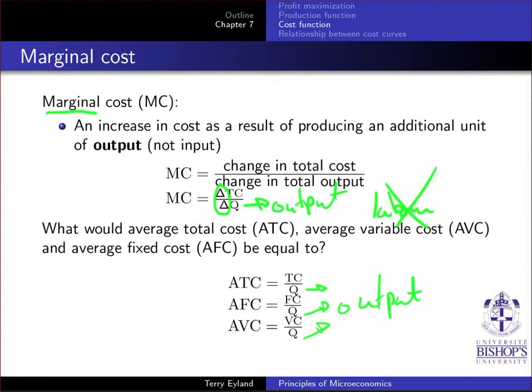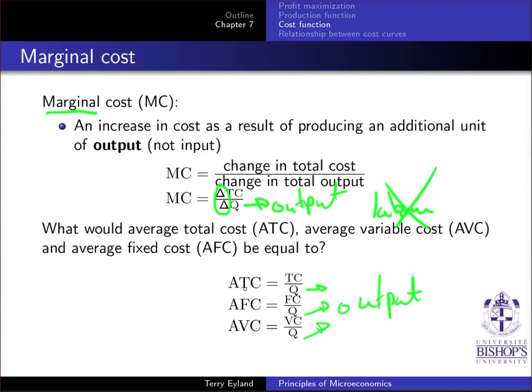So all of these have to deal with quantity of output. Very important. So here it's my change in total costs over my change in total output. When we deal with the different averages, it's going to be my total cost divided by output, fixed cost divided by output, variable cost divided by output. So they're all very similar.